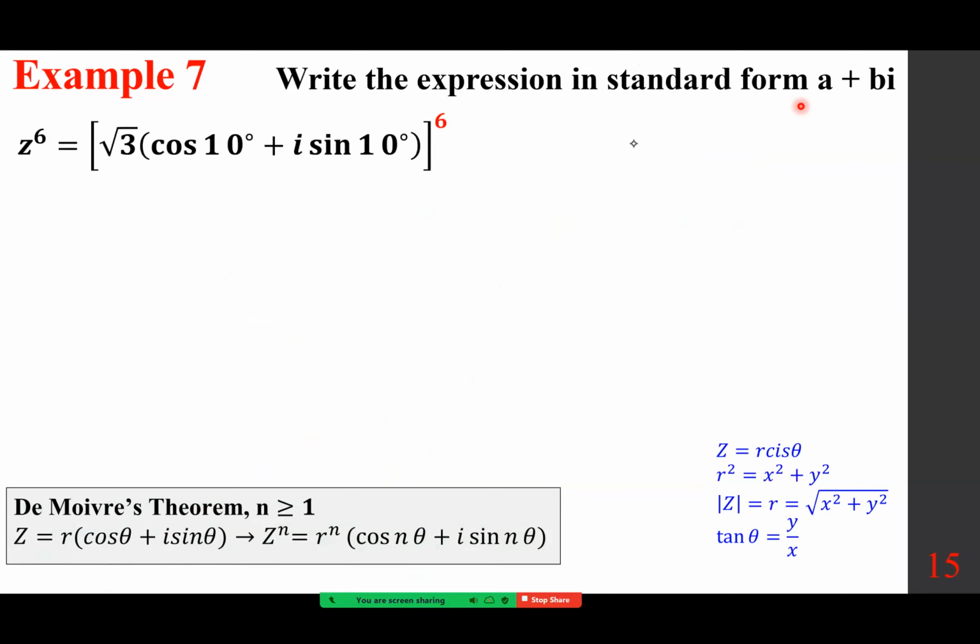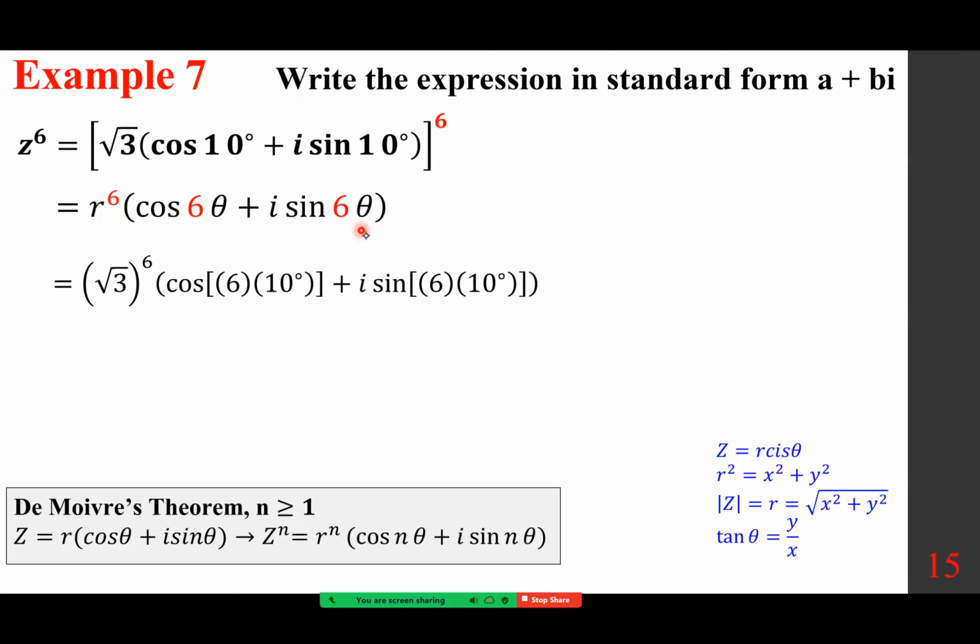Write this expression in standard form a plus bi. z to the power of 6 is square root of 3 cosine of 10 degrees plus i sine of 10 degrees, to the power of 6. The Moivre theorem says, if you want to raise this to the power of n, this is what you do. You raise this one to the power of n, and then you multiply the angles, the argument, by n. So, in other words, this is r to the power of 6 cosine of 6 theta plus i sine of 6 theta. So square root of 3 to the power of 6, and 6 times 10, same thing here, 6 times 10.